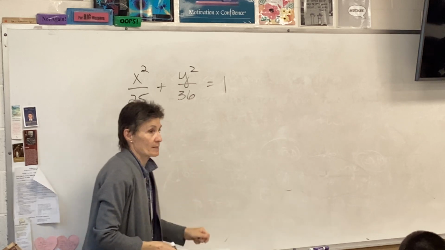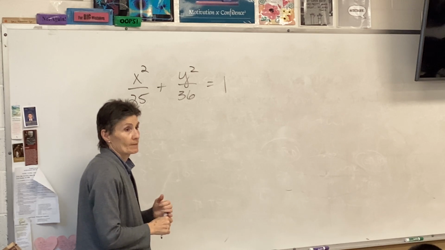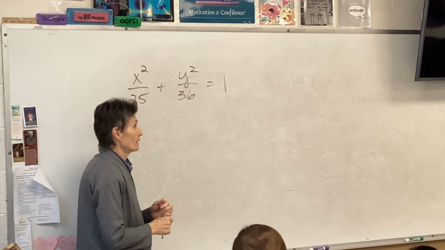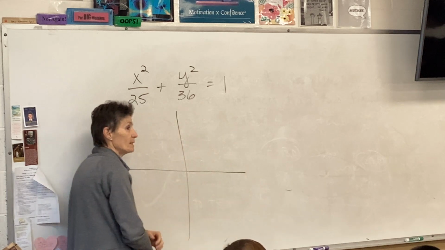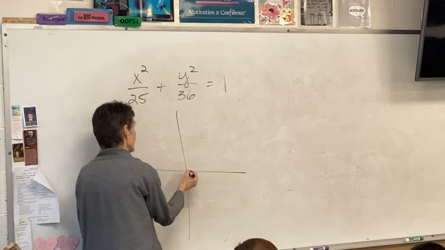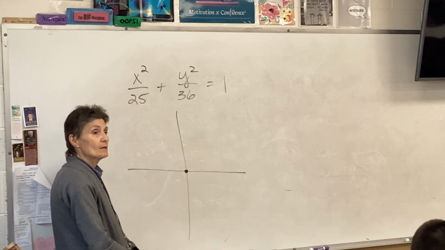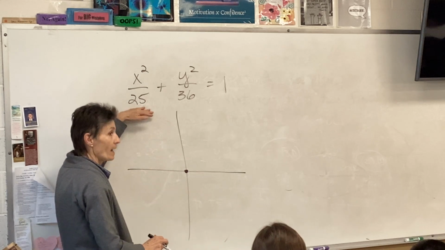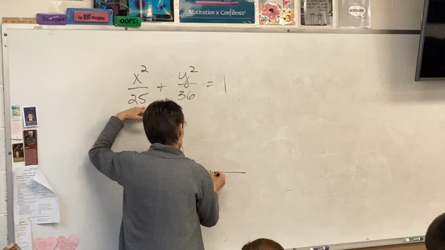Okay, this is an ellipse. Do you recognize it? It's not a parabola, not a circle, it's an ellipse. Can you tell me where the center is? Right at the origin, 0, 0. Now what about the vertices? How far sideways am I gonna go? 5. So 1, 2, 3, 4, 5.